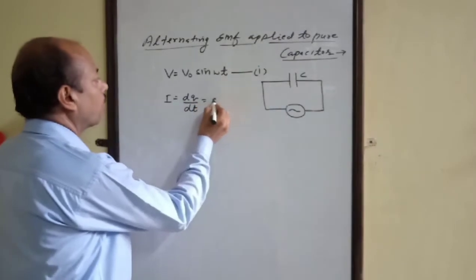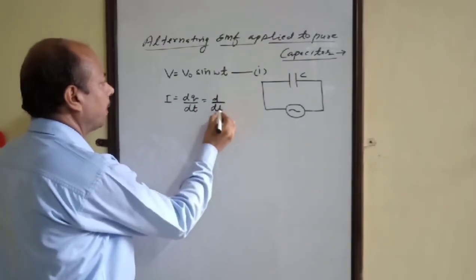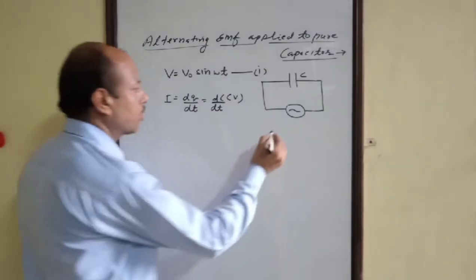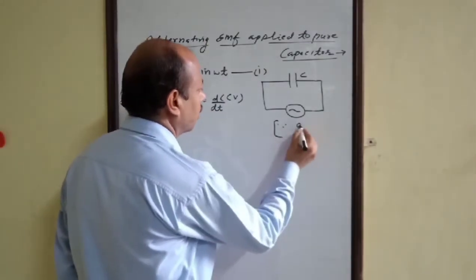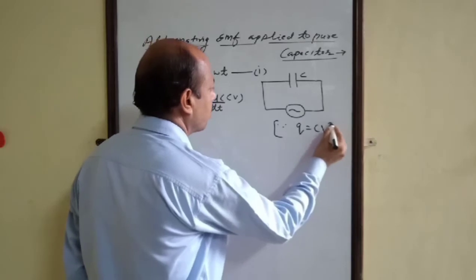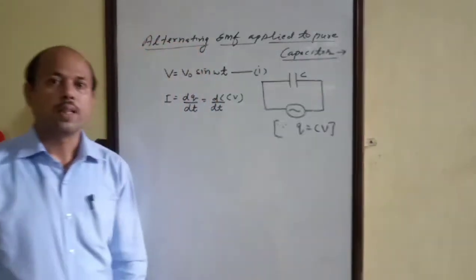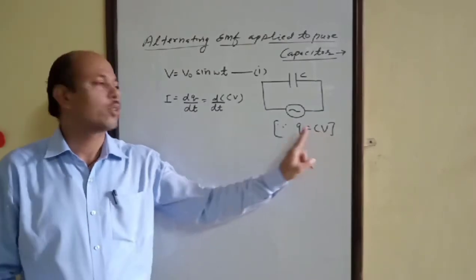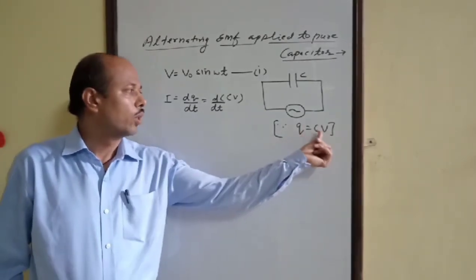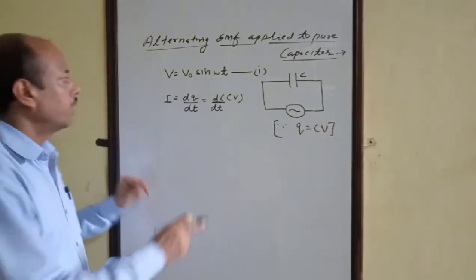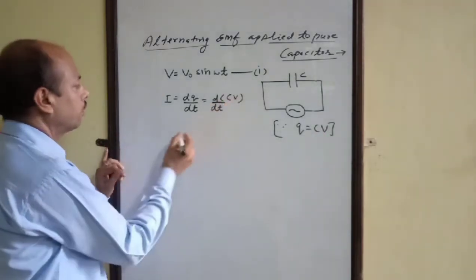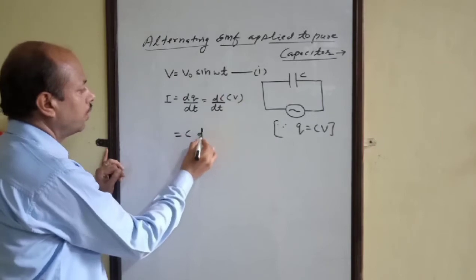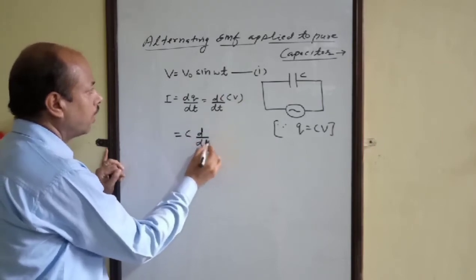And for any capacitor, we know the relation q equals Cv. That is the basic equation of any capacitor. Therefore, here we can write d by dt of Cv. Now this C is constant, so it can be taken out, leaving d by dt of V.